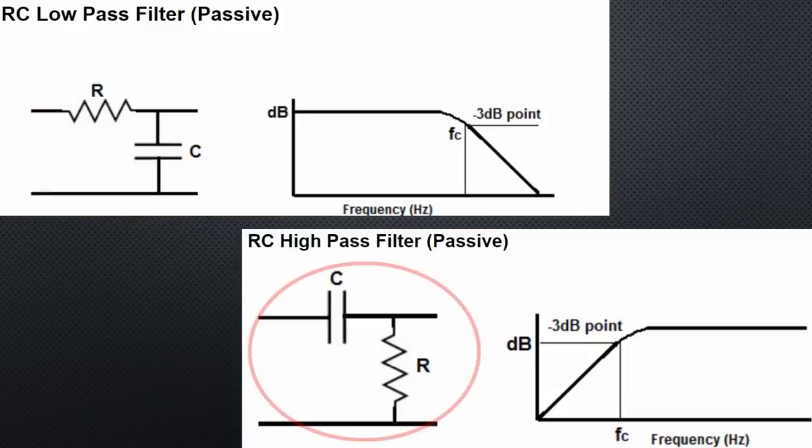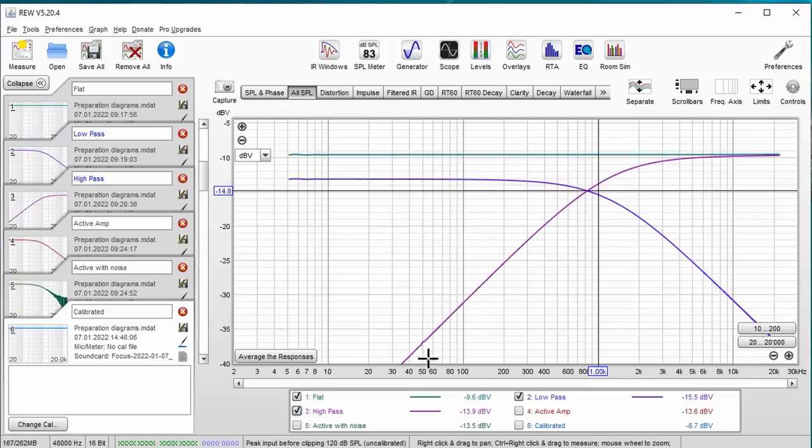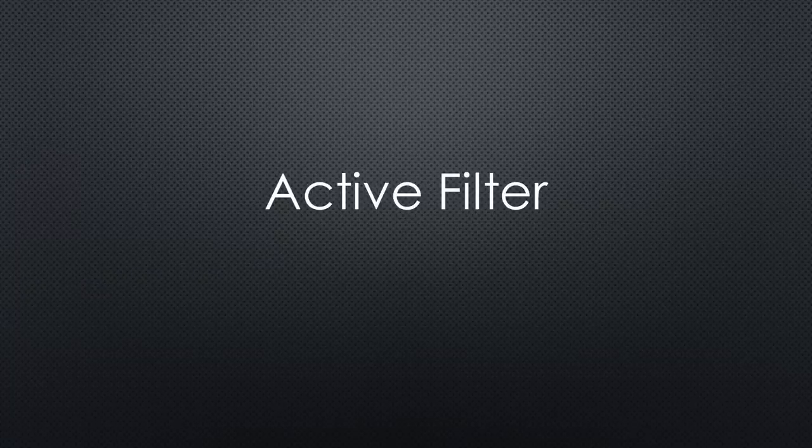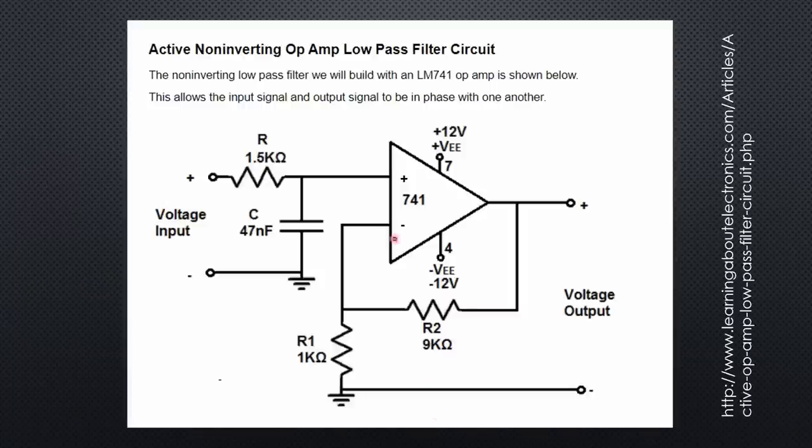With a simple exchange of the R and the C, we create a high-pass filter that blocks the low frequencies and lets the higher frequencies pass. The cutoff frequency stays the same, but it has less loss. Let's compensate for the loss of the low-pass and create an active filter. This can be done using an op-amp.